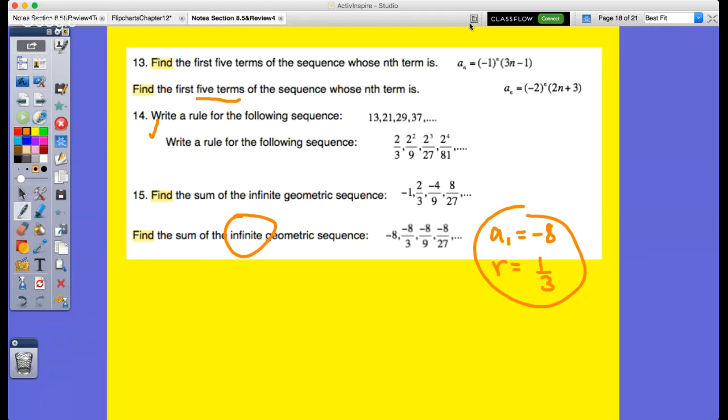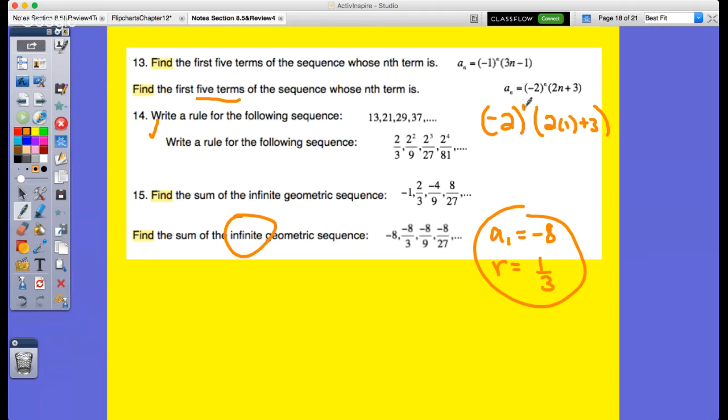Find the first 5 terms of this sequence. It would be pretty simple because I would plug 1 in for n. And the big thing is just make sure you simplify. So if I went here, that would be 2 times 1 plus 3. Make sure you do exponents first.